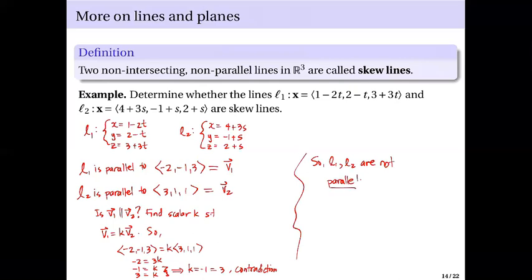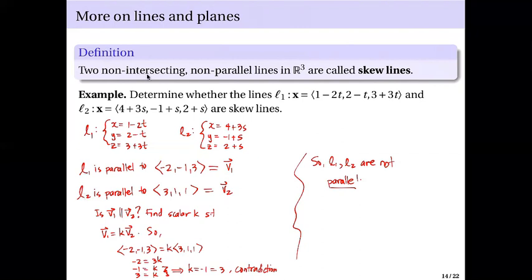Yes, question? So basically, if we would do this step and we wouldn't find any contradiction, that would mean they are parallel, right? Yes. If you were able to find that scalar K satisfying something like this, then the two lines are parallel. If you cannot find that K, it's a contradiction, and then they are not parallel. So that's the first one, non-parallel. So we are sure now L1 and L2 are not parallel to each other.